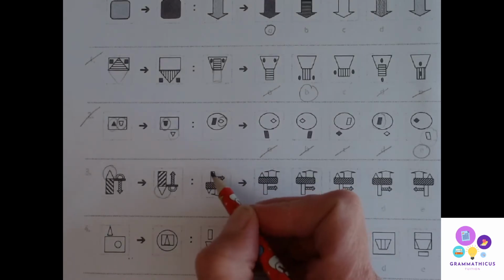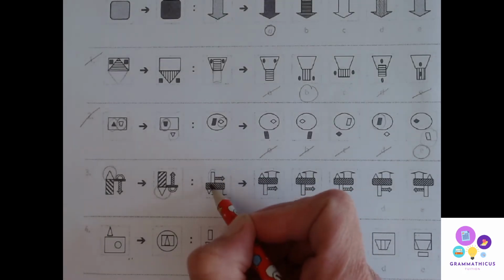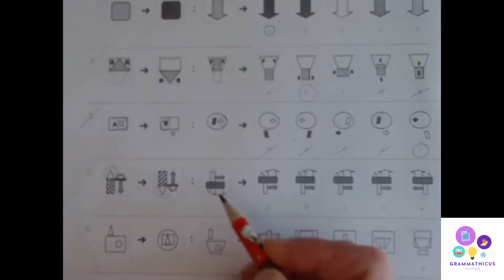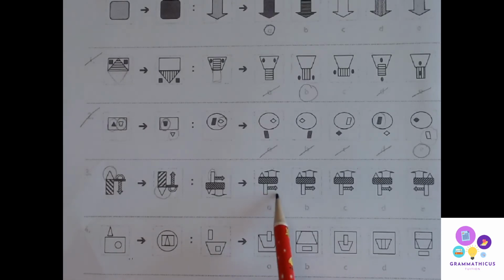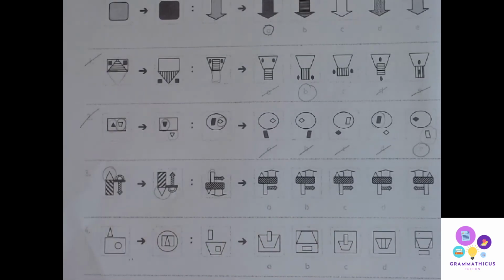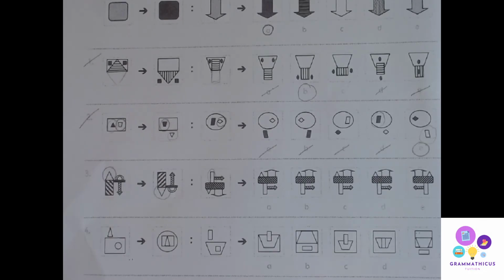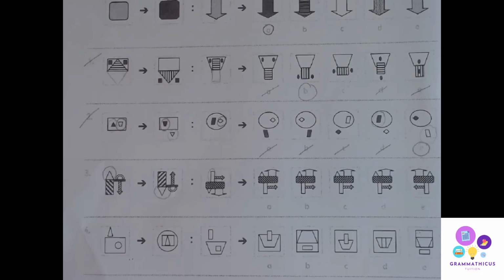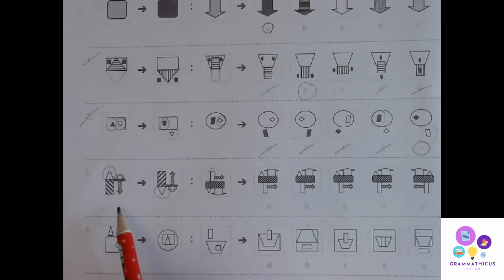So if I take the shape that's on the top here, which is the rectangle, I'm looking for a rectangle on the bottom. Well, if I have a little look, I can see that all the rectangles are on the bottom. Okay, let's have a little look at some other things that change.